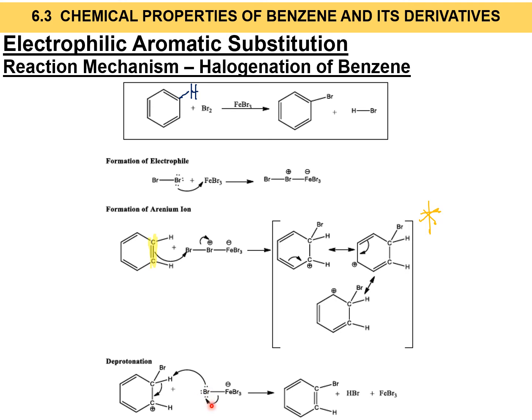Okay, so one of the lone pair at this Br neutral atom, dia akan attack the hydrogen sebab dia nak form HBr kan, and then hydrogen ni dia akan leave this carbon by forming double bond here. Okay, so bila dia form double bond kat situ, makanya hilanglah the positive charge, kita dapat balik the aromatic ring. Okay, lepas tu dapat side product HBr and Lewis acid catalyst FeBr3.